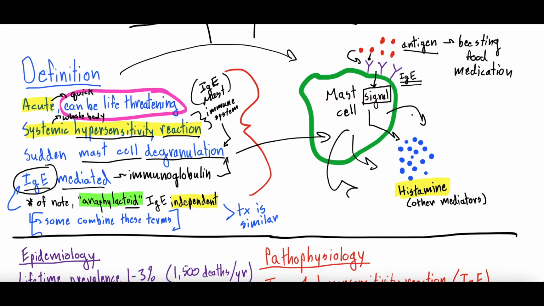But that's the simplistic version: your mast cells floating around with these IgE immunoglobulins detect an antigen that for some reason you've developed a sensitivity to, and the mast cells just dump out all these allergic mediators, with histamine being the primary mediator that then causes this big systemic hypersensitivity reaction, right?